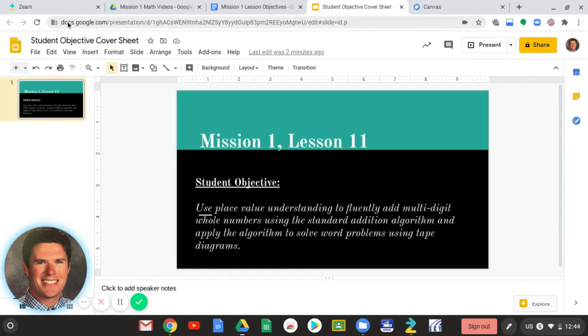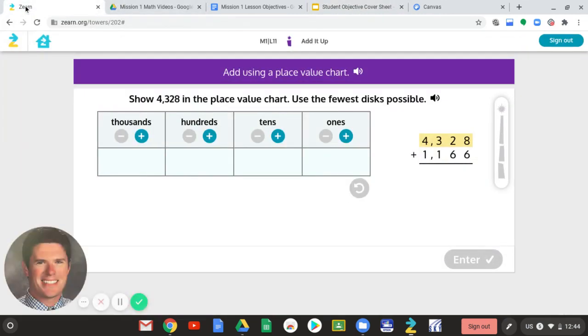Now, I want to show you a couple different ways here. I'm going to go through parts of the Tower of Power so you get an idea of what they're going for. So I'm just going to break it down. So, for instance, this is the first part of the Tower of Power. Again, your numbers will be different. But notice it says we're going to add using a place value chart. Because in this lesson, it's going to have you use a place value chart, and then it's going to have you do the standard algorithm.